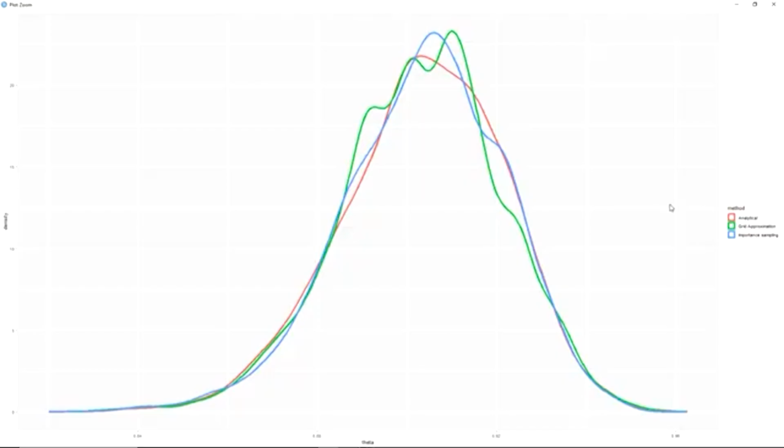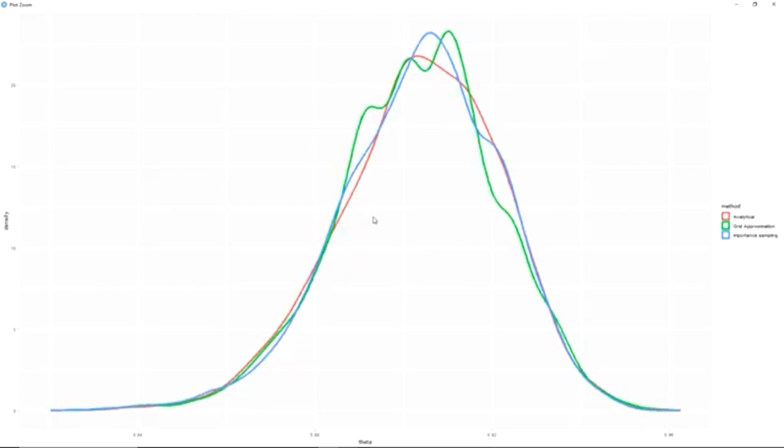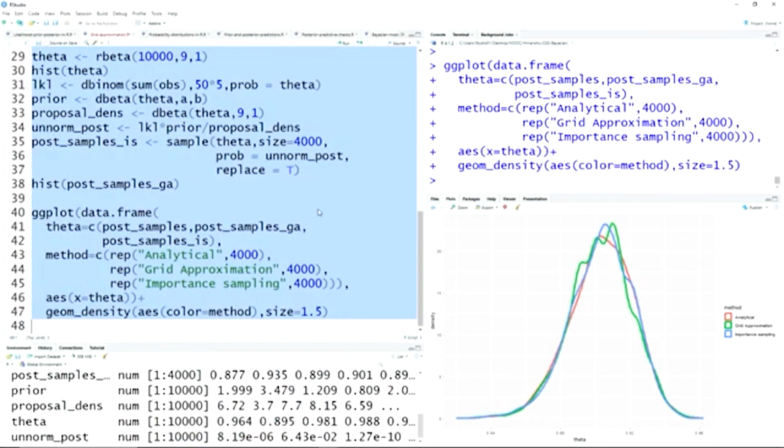Yes, the red one is analytical, the blue one is the approximation using importance sampling, and see the green one now, it has too many peaks, so you get a very weird posterior recovery using grid approximation. The red one is of course analytically derived, and the blue one has good posterior recovery compared to the green one. You will see this difference more clearly as you go towards more complex models. We can see a few such examples in later lectures.